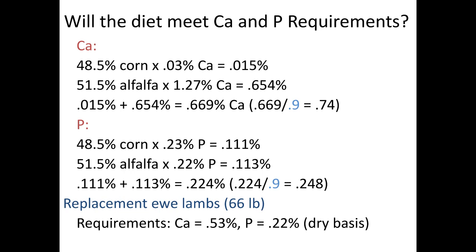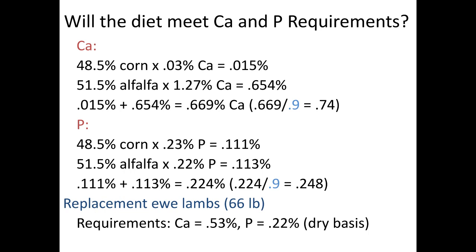So the replacement ewe lambs, which are 66 pounds, have a requirement for calcium at 0.53% of the diet and phosphorus at 0.22% of the diet on a dry matter basis. If we compare that to the amount of calcium and phosphorus in the diet that we just solved for, we just determined that the amount of calcium in the diet on a dry matter basis is 0.74. So check. Yes, the diet will meet calcium requirements.